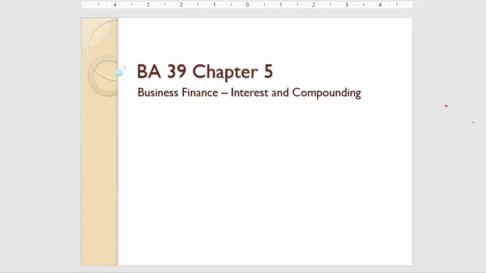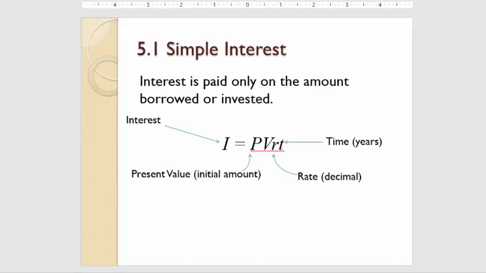Welcome to the instructional video for Chapter 5, Business Finance, Interest and Compounding. The first thing we'll look at in this chapter is how to calculate simple interest. Simple interest is interest that is only paid one time on the amount borrowed or invested.